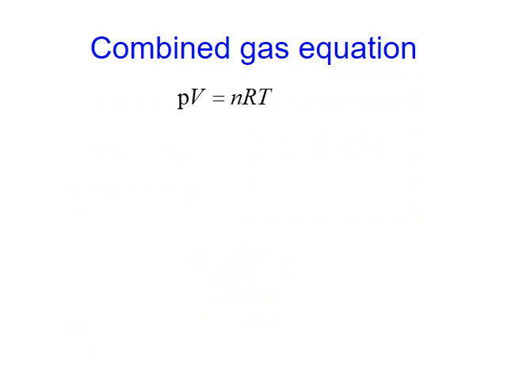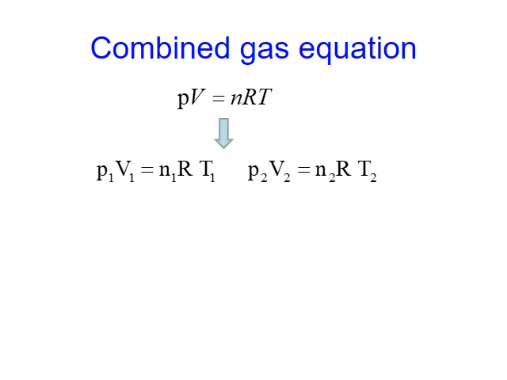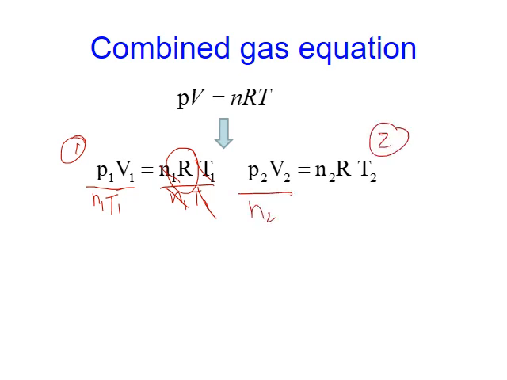Suppose we have two ideal gases, both obey the ideal gas law. We can write P1V1 equals n1RT1, P2V2 equals n2RT2. In equation 1, if we divide by n1T1 on both sides, then the right side becomes gas constant R. Similarly, in equation 2, we divide by n2T2.